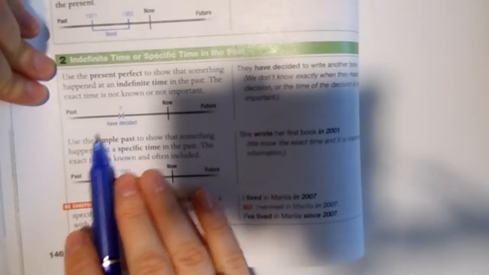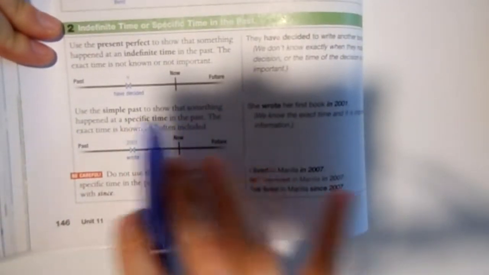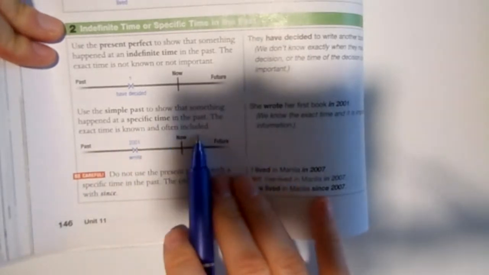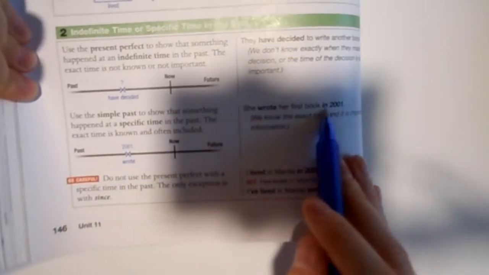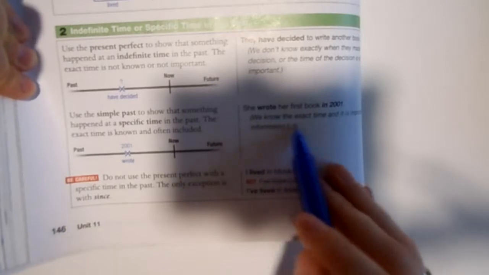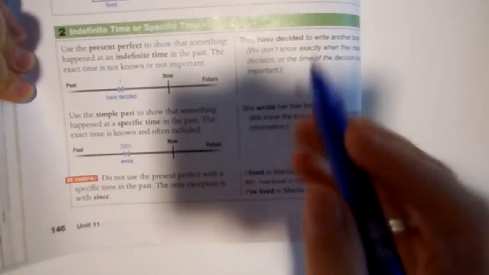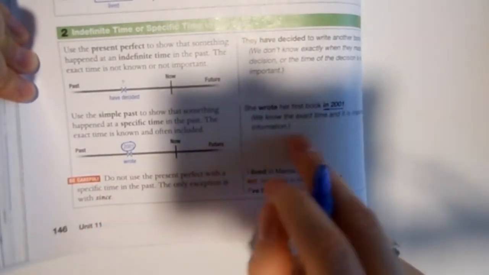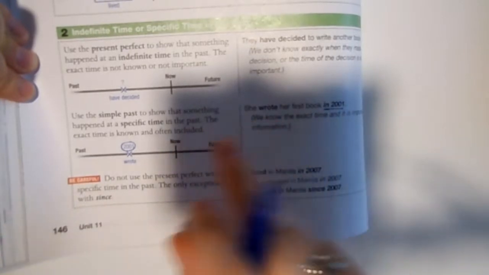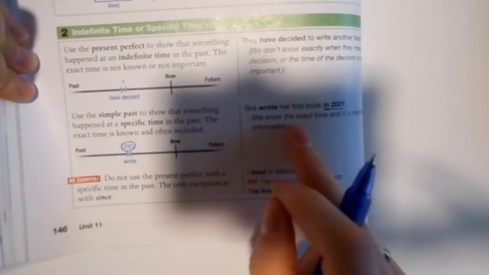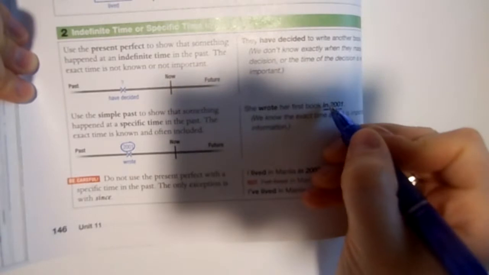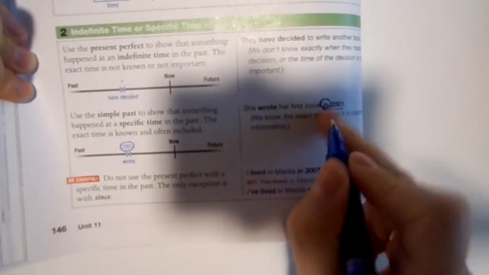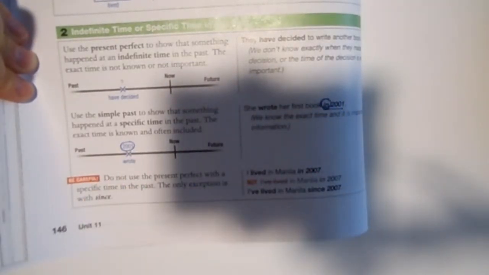And then the second note says, use the simple past to show that something happened at a specific time in the past. The exact time is known and often included. She wrote her first book in 2001. We know the exact time and it is important information. So in this case, we have a specific time and it's important information, so it's included. So most of the time when we have a date, especially when we have in, make sure that you're using the simple past. Okay?